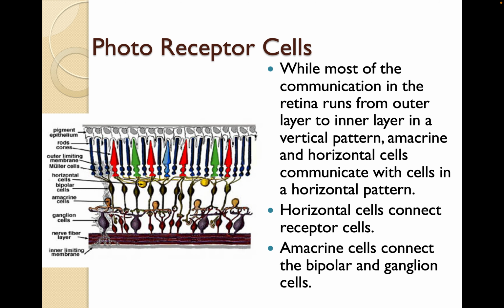While most of the communication in the retina runs from outer layer to inner layer in a vertical pattern, amacrine and horizontal cells communicate with cells in the horizontal pattern. Horizontal cells connect receptor cells. Amacrine cells connect the bipolar and ganglion cells.